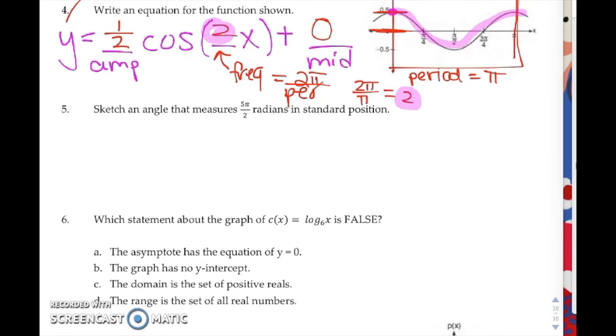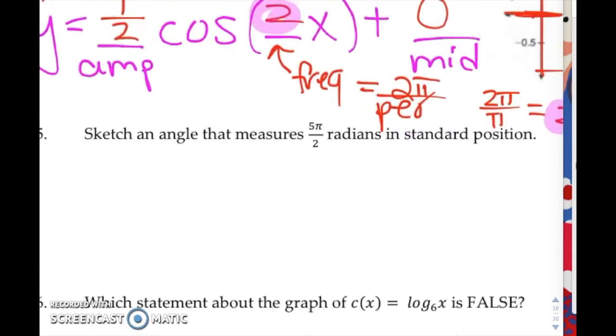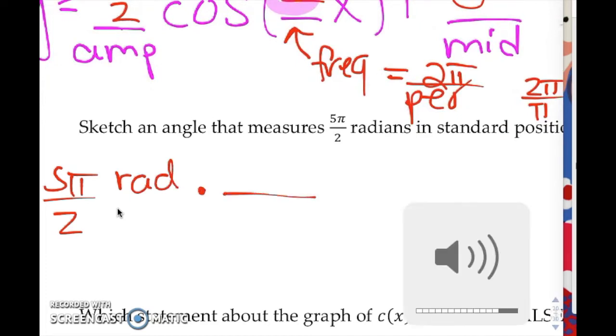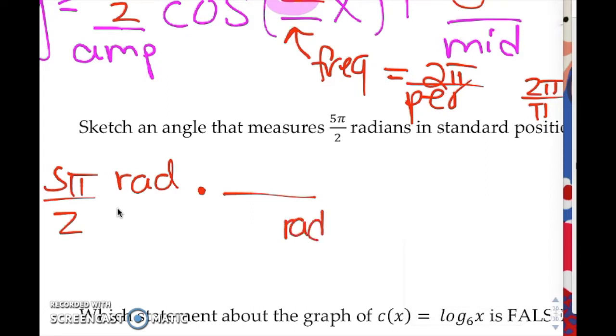Okay, the next one says sketch an angle that measures 5 pi over 2 radians. Now, there's a couple different ways to do this. So I want to talk about how to convert it, and then I want to talk about doing it more intuitively. So converting, I want you to think about the fact that what we're doing is we're canceling units, right? So 5 pi over 2, this is currently in radians, and I'm going to multiply by some kind of fraction. Now, I want the radians to cancel, so that's going to need to go in the denominator, and we're going to do degrees in the numerator.